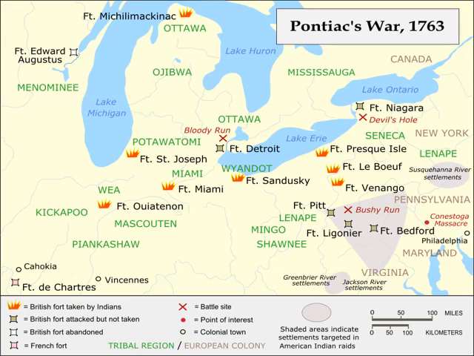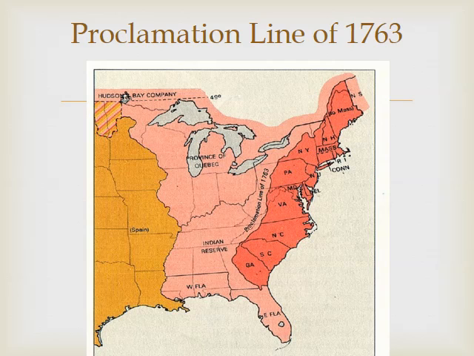Now the British, not wanting to have to pay for troops to stay out west, but wanting to protect the colonists, created something called the Proclamation Line of 1763. Now this was in direct response to Pontiac's Rebellion, and it said that English colonials could not settle in land west of the Appalachian Mountains.